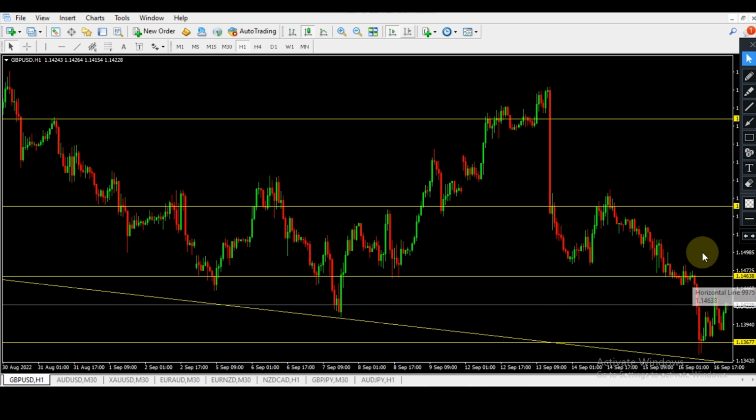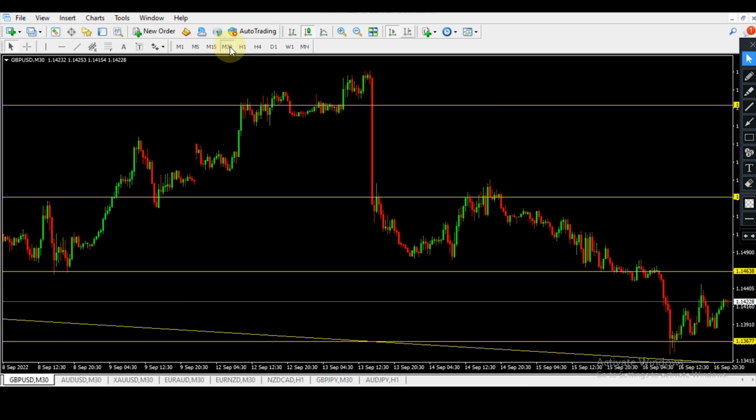For us to continue going to the upside, we must break this level. This is a key level. You can see resistance here, resistance here, resistance here. This is a confirmed resistance. So for the market to continue going up, we have to break this level.